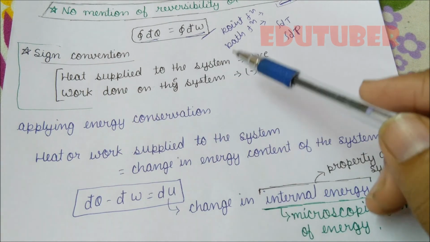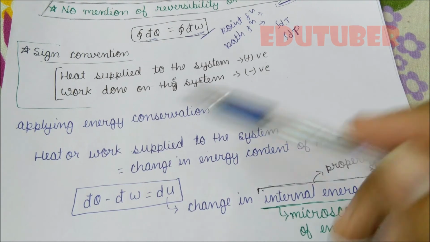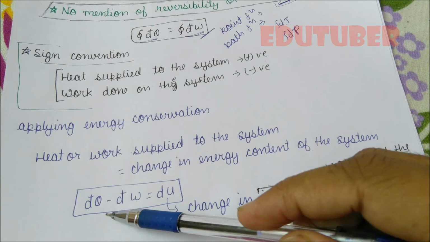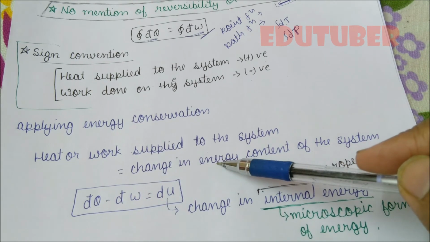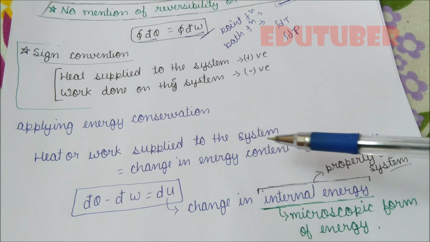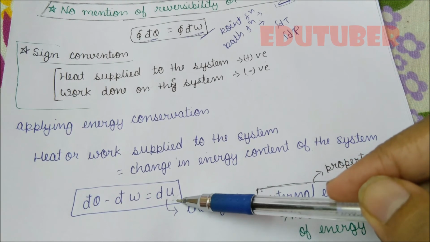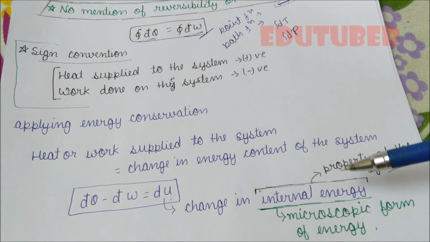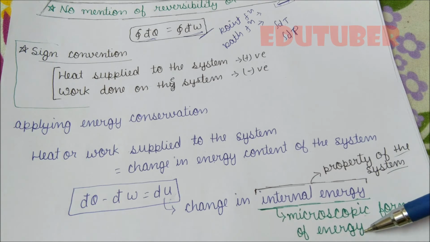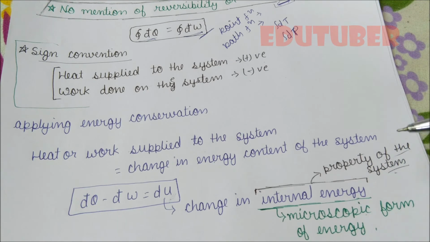Heat supplied to the system, as we saw in the sign convention, is positive. Work done on the system, as we saw, is negative. So heat or work supplied to the system becomes d bar q minus d bar w, and the change in energy content of the system becomes dU. This is a new term: dU is the change in internal energy. As we'll see in the next lecture, internal energy is a microscopic form of energy, and it is a property of the system. So I hope you got the first law of thermodynamics.